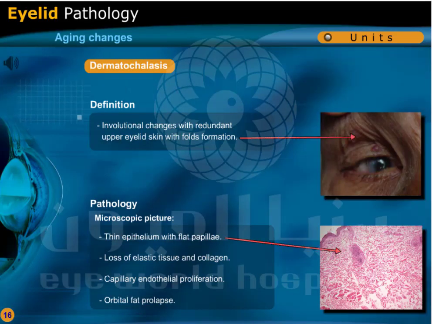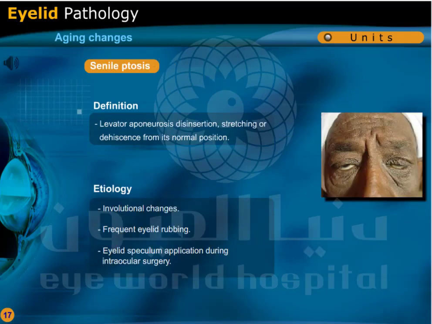Aging changes. Dermatochalasis. Involutional changes with redundant upper eyelid skin with fold formation. Microscopically, there is thin epithelium with flat papillae, loss of elastic tissue and collagen, capillary endothelial proliferation, and orbital fat prolapse.